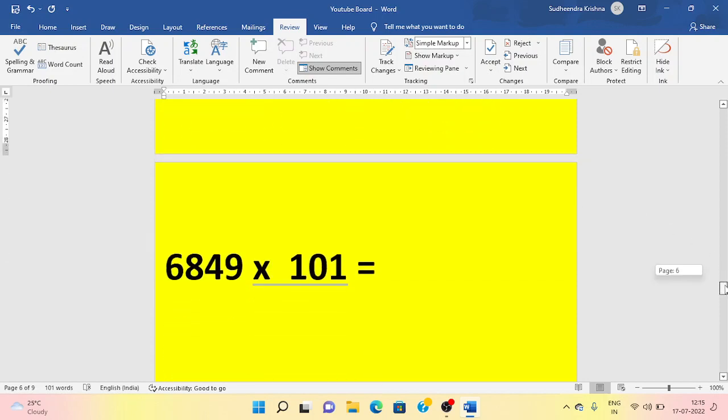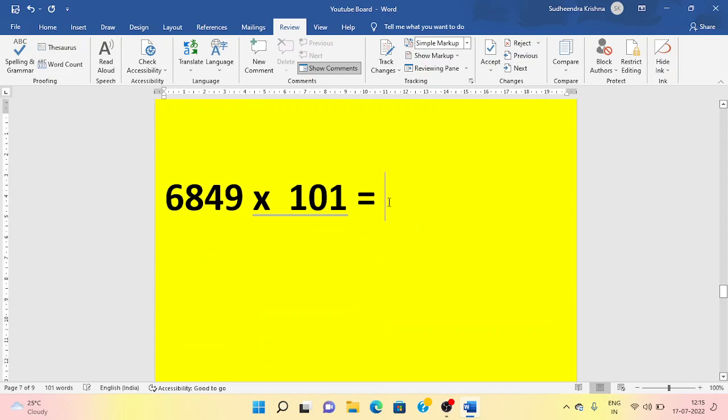Now let us take another 4-digit number. We have 6,849 into 101. To get the right portion of the answer, put the number 49 from 6,849 as it is. So put 49 as it is. Now to get the left portion of the answer, put this 68 as it is on the left side. Now you got the left portion of the answer and the right portion of the answer.